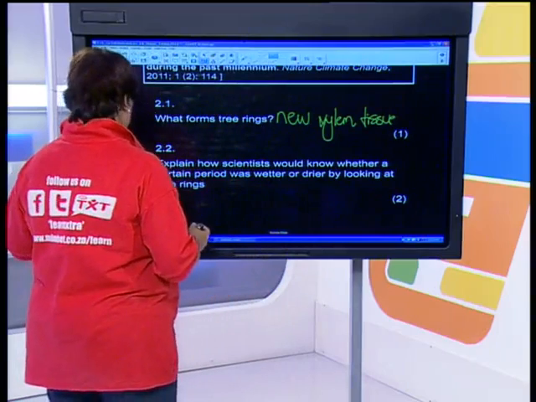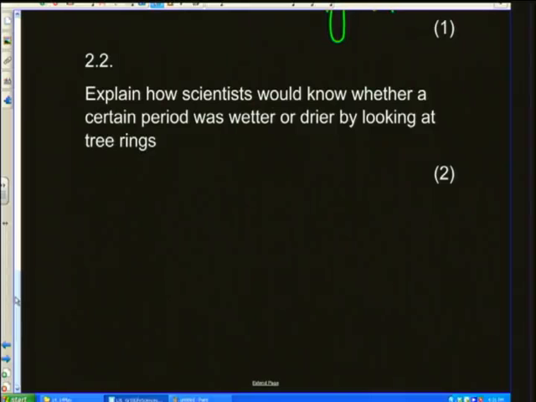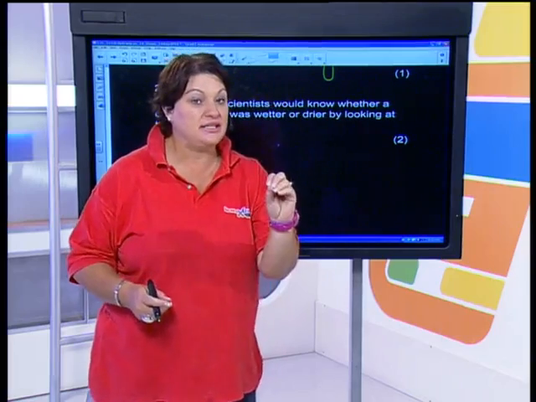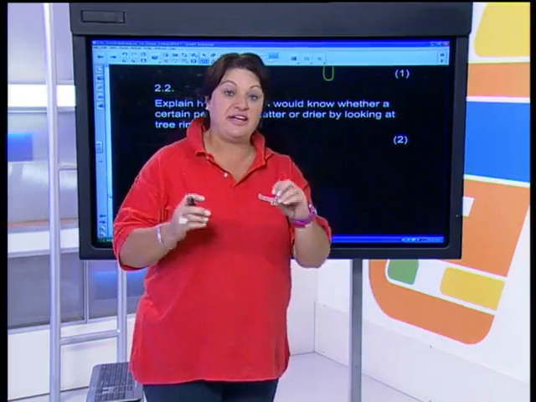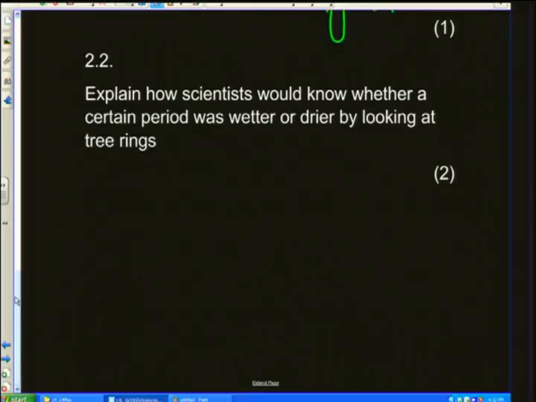Okay, so here, the next question. Explain how scientists would know whether a certain period was wetter or drier by looking at the tree rings. This leads to the challenge question. As I said to you, different climatic conditions will have an effect on the size of the annual ring. So here, explain how scientists would know whether a certain period was wetter or drier.